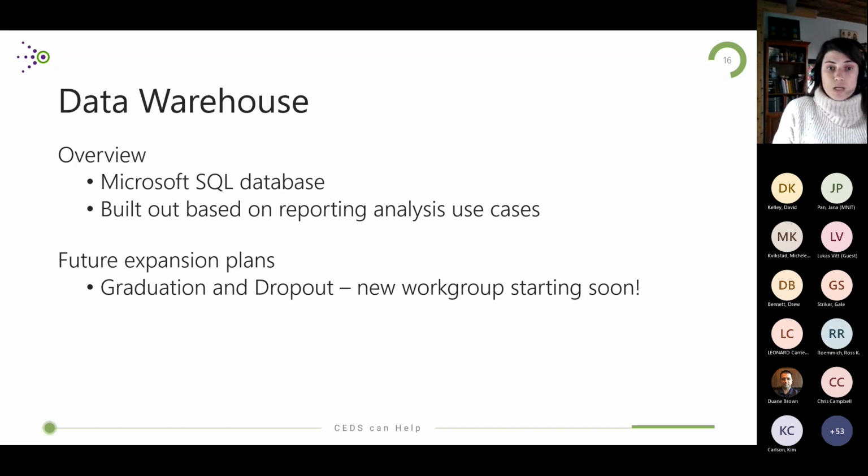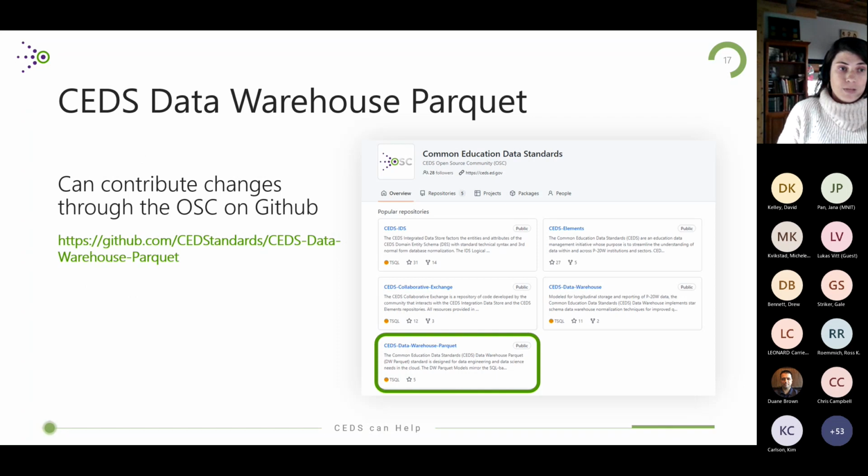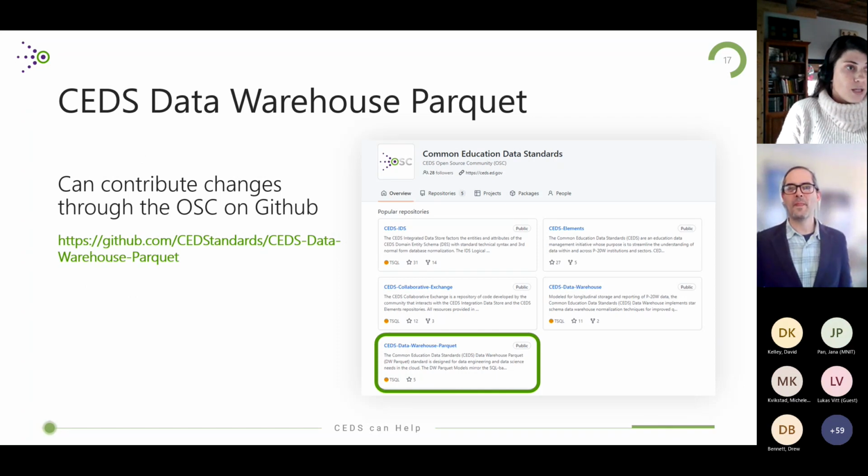And then future expansion plans. So we will be starting a graduation and dropout work group pretty soon. And so that really is in addition to those 19 fact tables that will grow and build upon. So we'll build those out within the graduation and dropout work groups. Next, we are going to discuss the CEDS Data Warehouse Parquet. And I'm going to pass it over to Nathan.